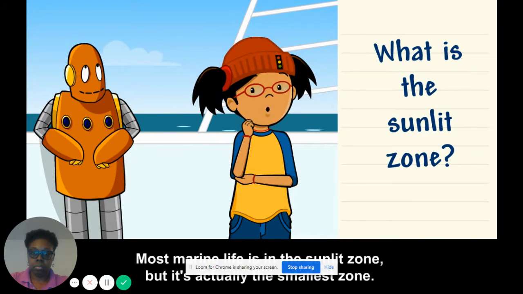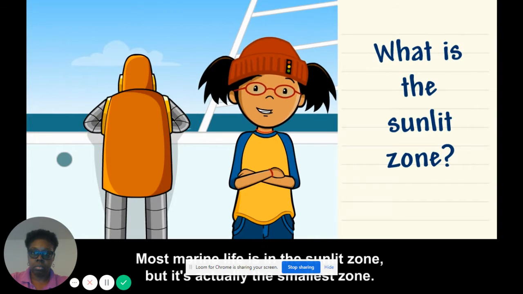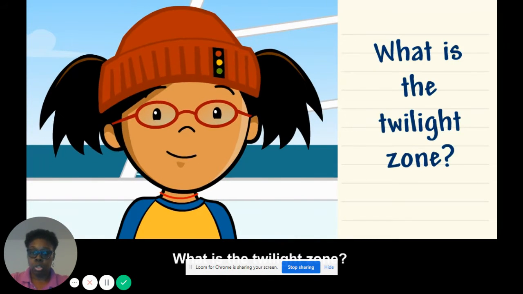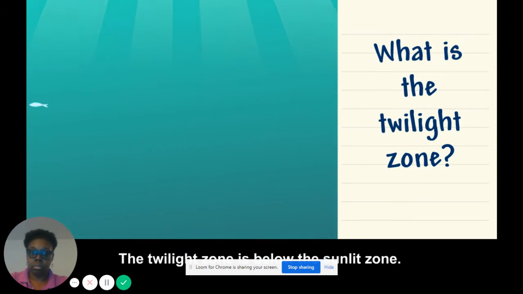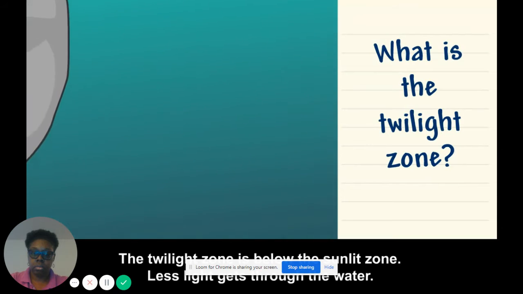Most marine life is in the sunlit zone, but it's actually the smallest zone. What is the twilight zone? Ooh, the twilight zone. The twilight zone is below the sunlit zone. Less light gets through the water.